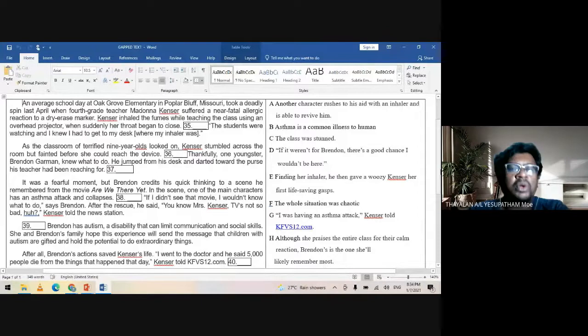All right, very good. Now we get an overall idea of what is in the text. The text says everything about a teacher who was teaching in the class. Suddenly she was having an asthma attack, and so she has to take her inhaler. After that, the class students were shocked. They were stunned. They do not know what to do. But one boy knew what to do. He quickly went to the desk and got the teacher's purse.